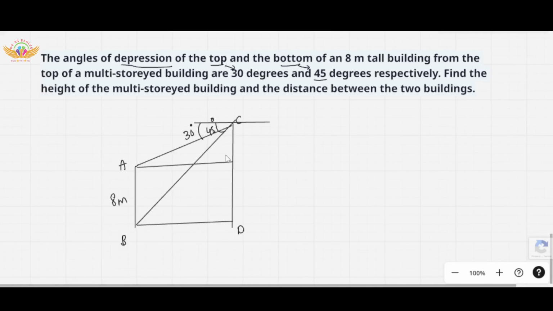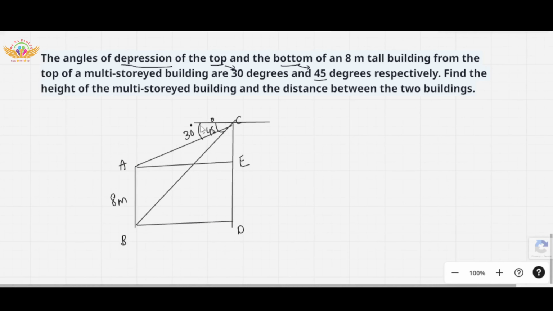Yes, let us name it. I'm going to name it as E. Okay, done. So this is my figure. There are two angles, 45 and 30 degrees, which are making angles of depression. Now how can we find out?